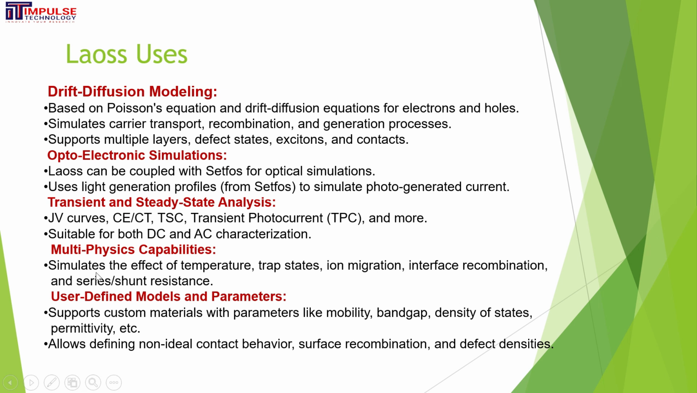Multi-physics capabilities: it simulates the effect of temperature, as we have already told in the previous slide. Thermal modules are available. Trap states, ion migration, interface recombination, and series or shunt resistance. User-defined models and parameters: they support custom materials with parameters like mobility, band gap, density of states, and permittivity. Allow defining non-ideal contact behavior, surface recombination, and defect density. So these are the actual uses that are available.